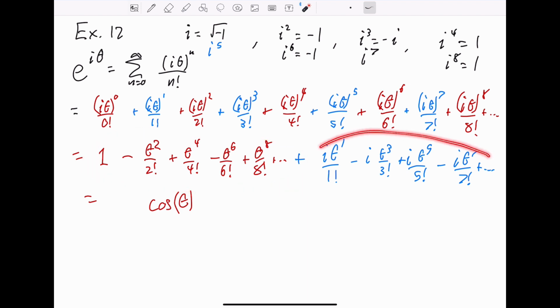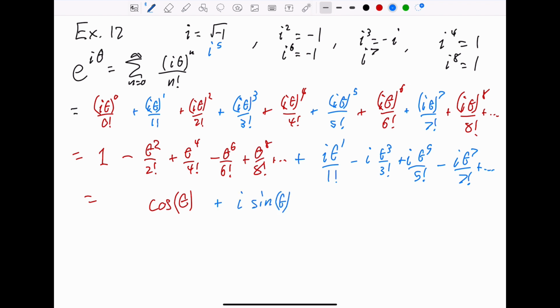How about this portion, the blue terms? Notice that each one of them has an i. You can imagine factoring out that i to have i times all of these terms without an i. If you just think of factoring out an i, then what's left is the series expansion for sine. So all of these blue terms, that's just sine of theta with an i factored out. So plus i times sine of theta.